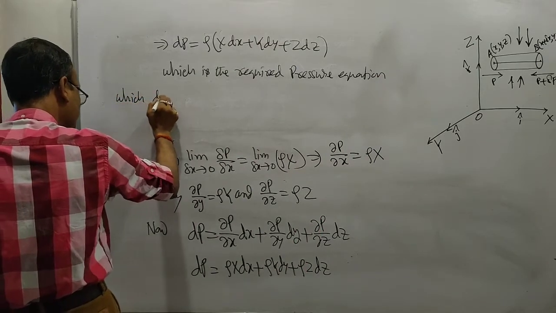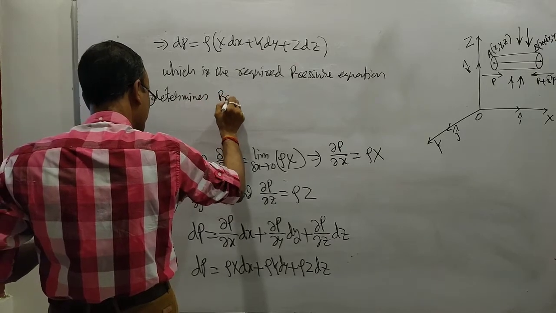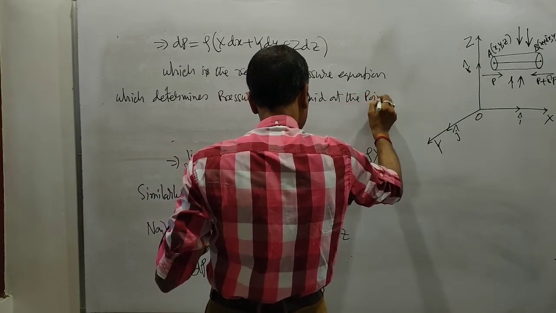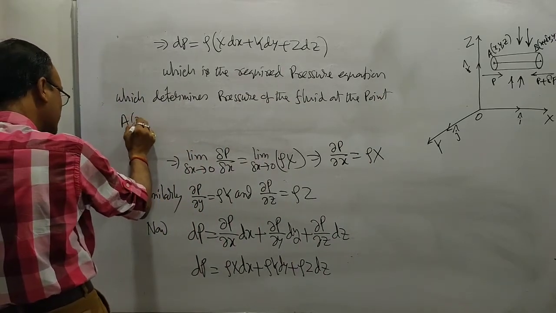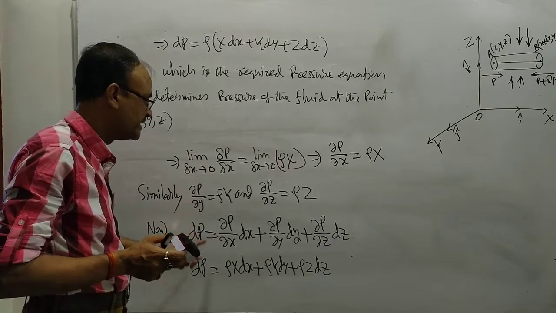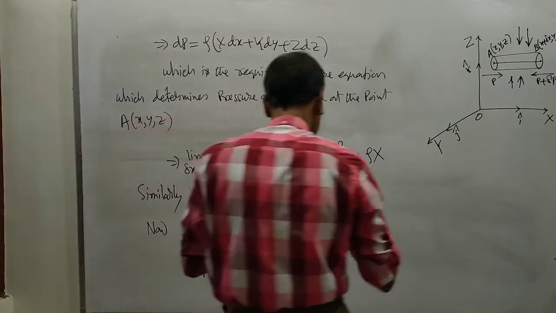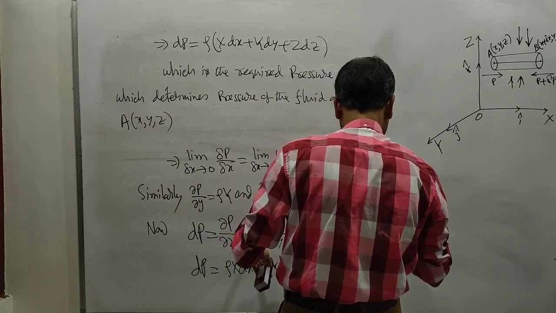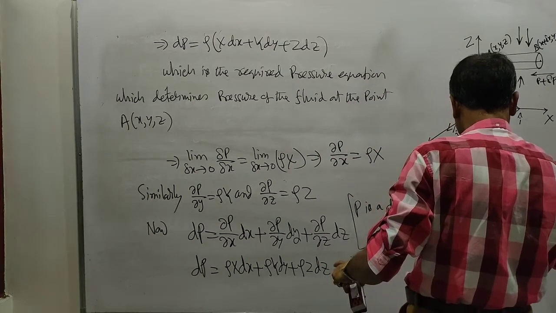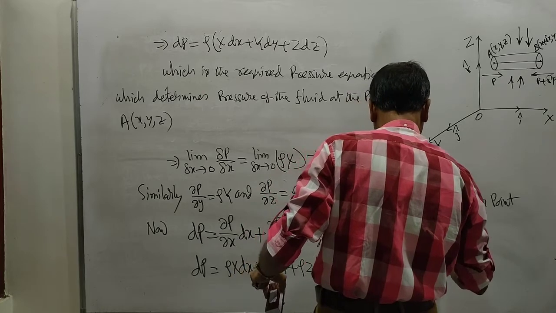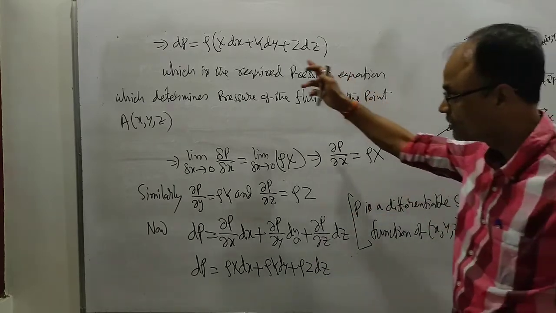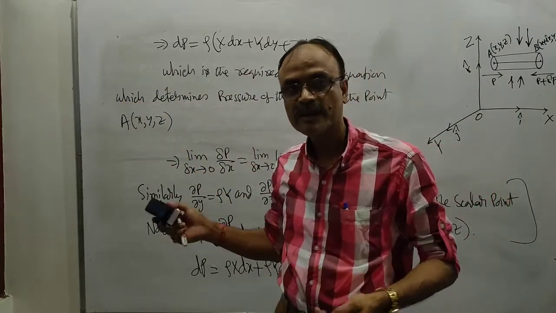It determines the pressure of the fluid at the point A (x, y, z). You may write here that P is a differentiable scalar point function of x, y, z. Now, first let me remove this one. After removing this, we shall proceed.